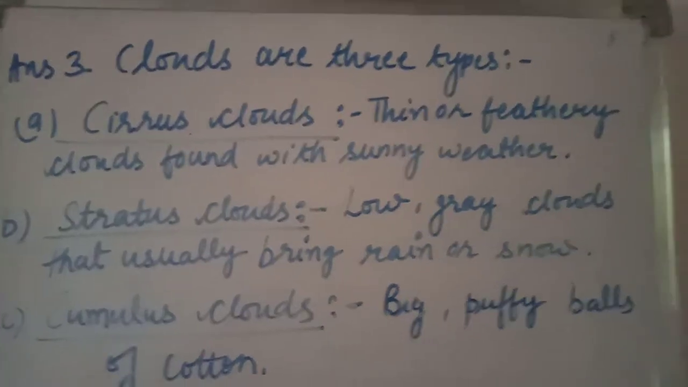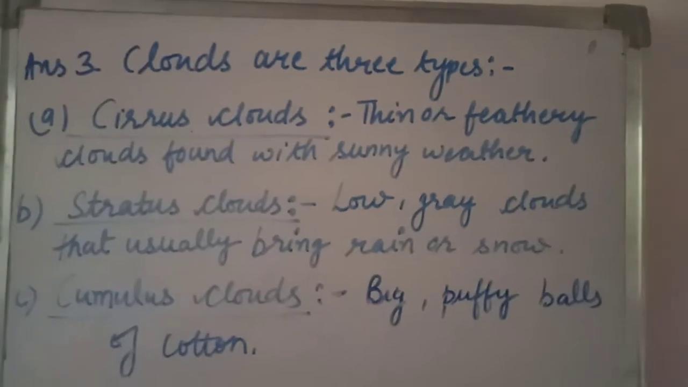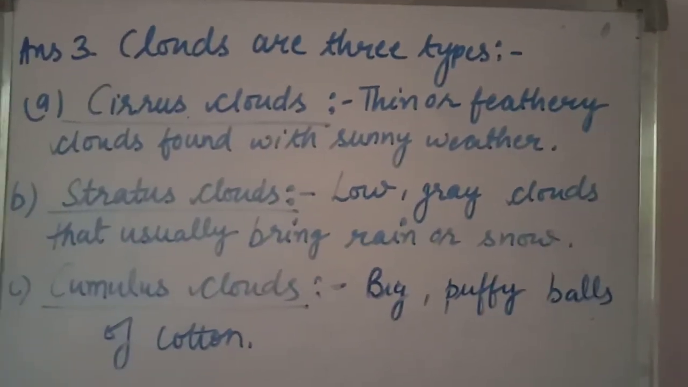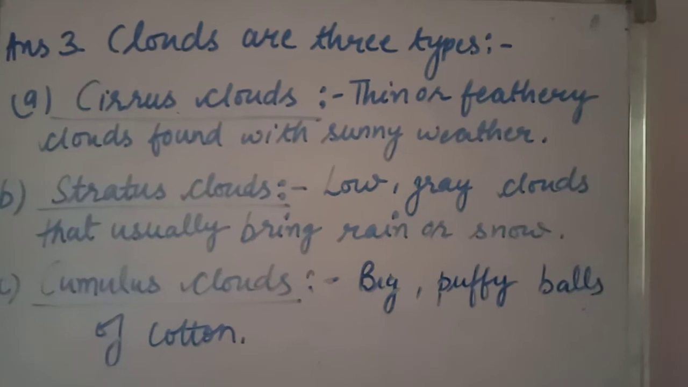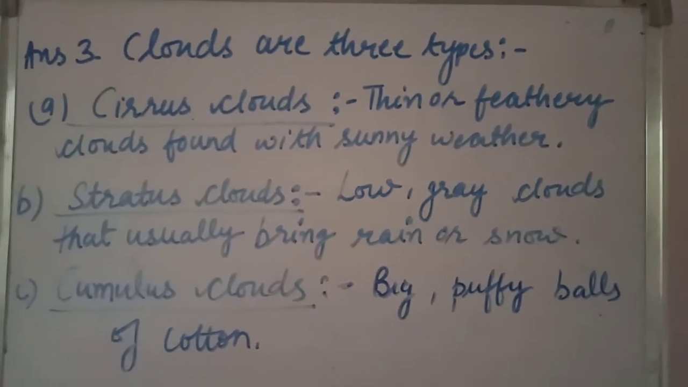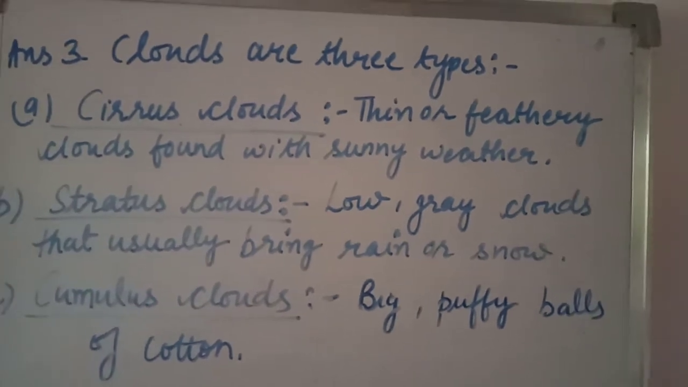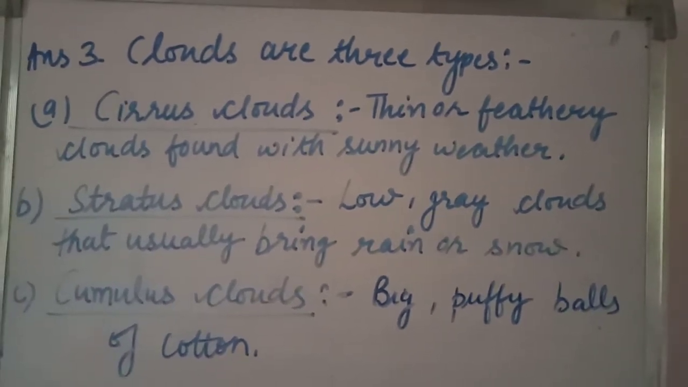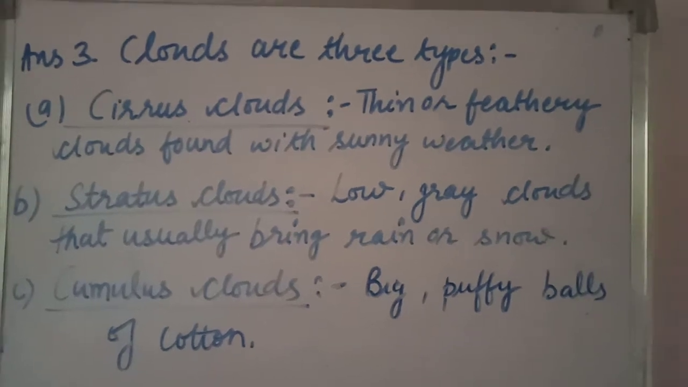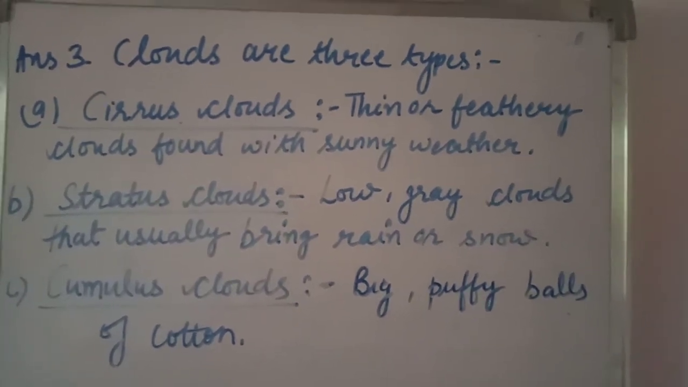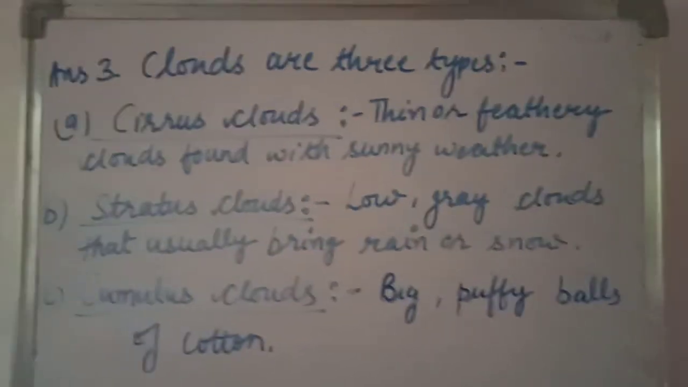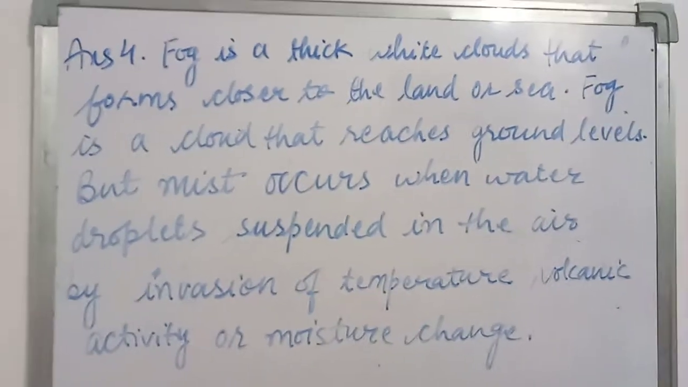Now the next, third question is: what is fog and how is fog different from mist? Now the answer. Clouds are of three types. First one is cirrus clouds, thin or feathery clouds found with sunny weather. The second, stratus clouds, low grey clouds that usually bring rain or snow. The third, cumulus clouds, big puffy balls of cotton. So note down.